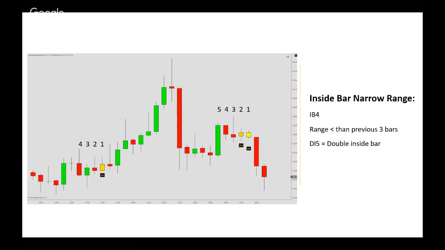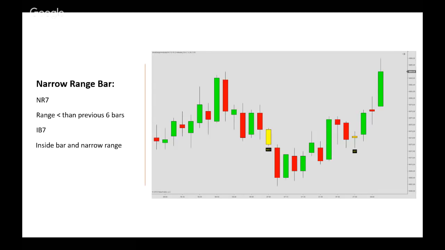And there were a few other additional contraction patterns that Crabel looked at. Here we have the narrow range 7 pattern. This is defined by a range which is narrower than any of the previous 6 bars. So counting back here again, we see that this range here is more narrow, or the narrowest, when comparing to the 6 previous bars. Again, he's including here the narrow range bar in the look back period.